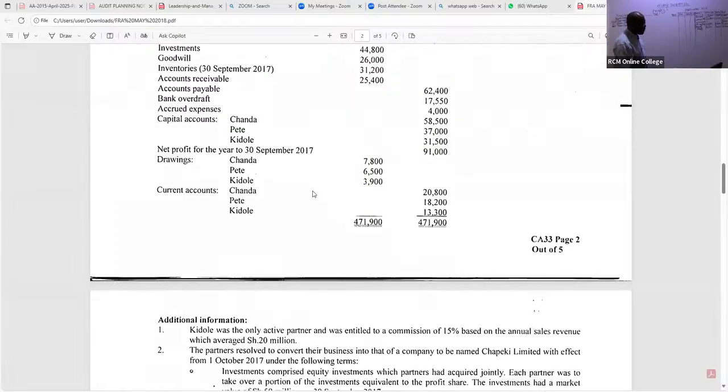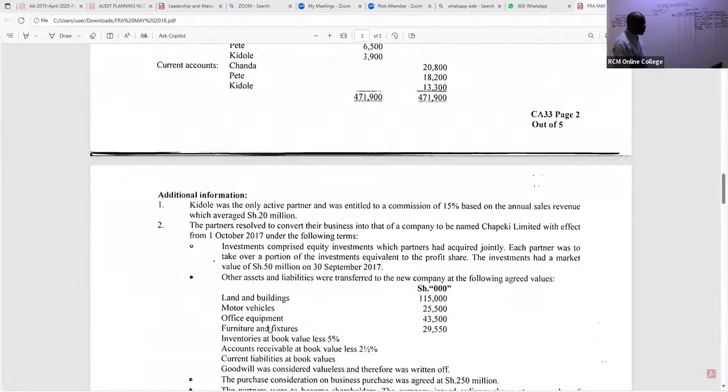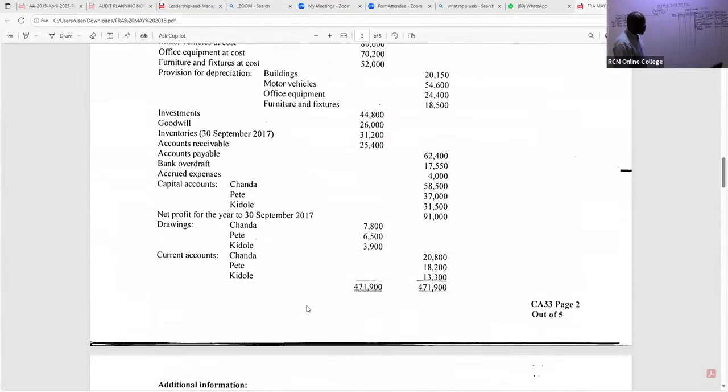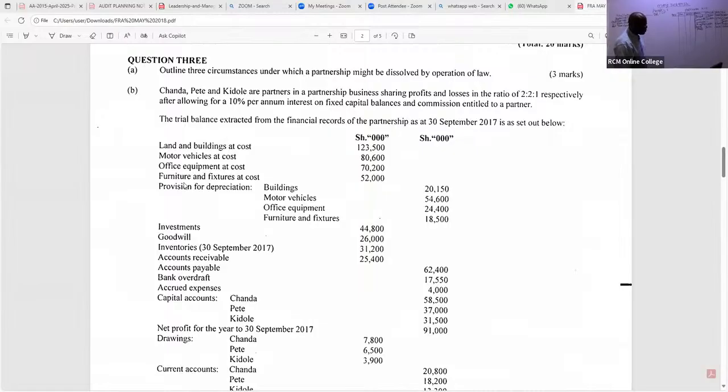This furniture and fixtures was basically taken up by the new company. So furniture and the fixtures go back to the net book value. It is 52,000. So we have here furniture, 52,000 minus 18,500. So is there somebody who can give me this figure, my good students?